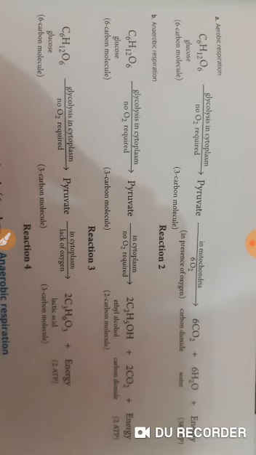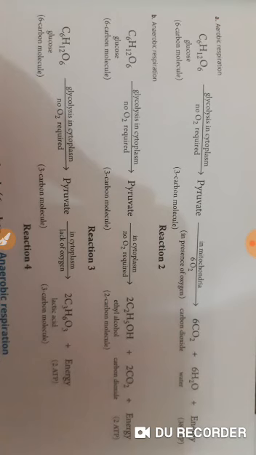In that chapter, we were going through the subtopic respiration and then there were types of respiration. This is on page number 98 of your textbook. Our today's topic is anaerobic respiration. Our previous topic was aerobic respiration. Anaerobic respiration is the opposite of aerobic respiration.